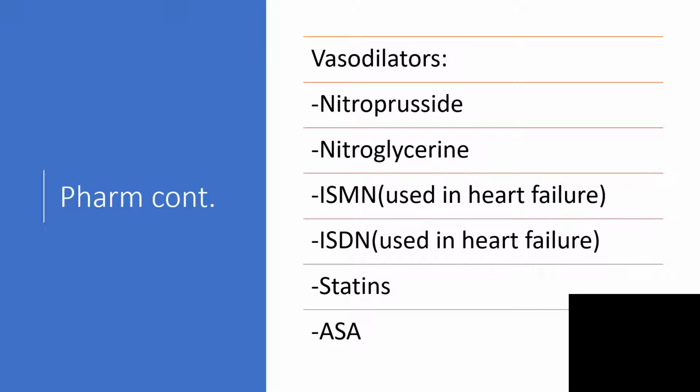Vasodilators like nitroprusside, nitroglycerin, isosorbide mononitrate that we mostly use in heart failure, isosorbide dinitrate also in heart failure, statins, and aspirin are all useful. Don't worry, there's a separate audio for medications in hypertensive patients.